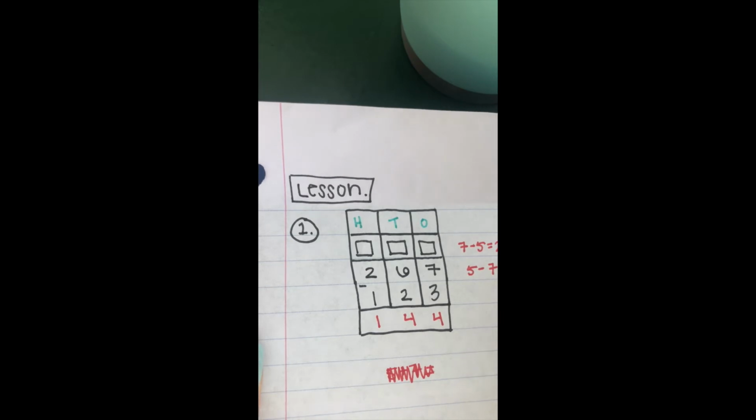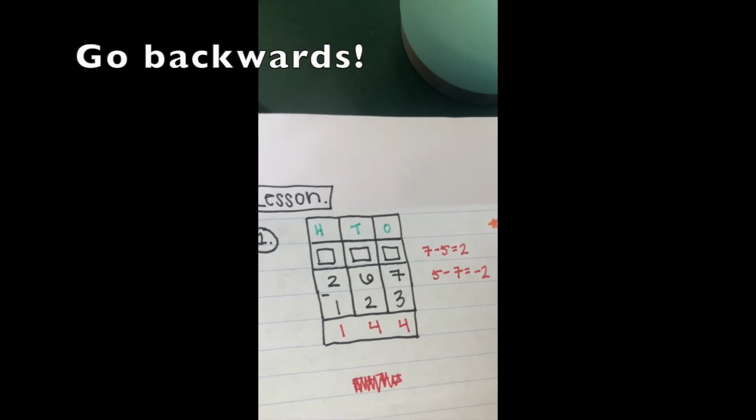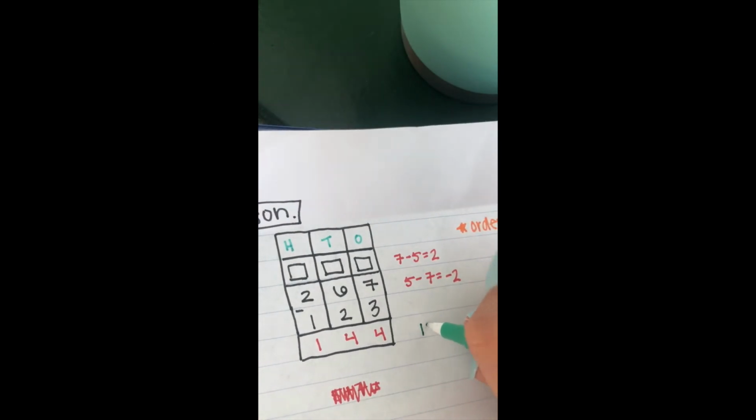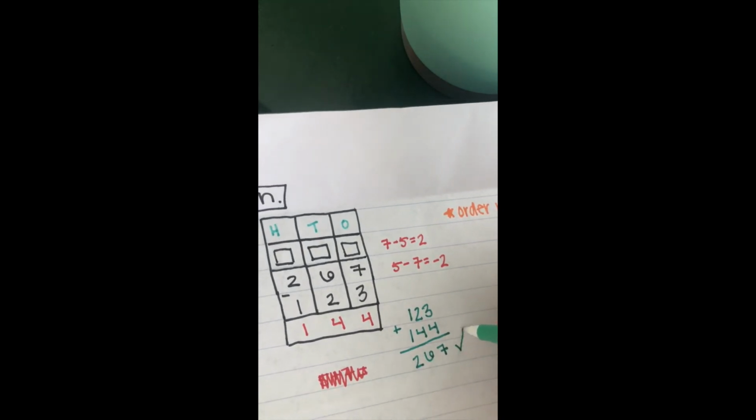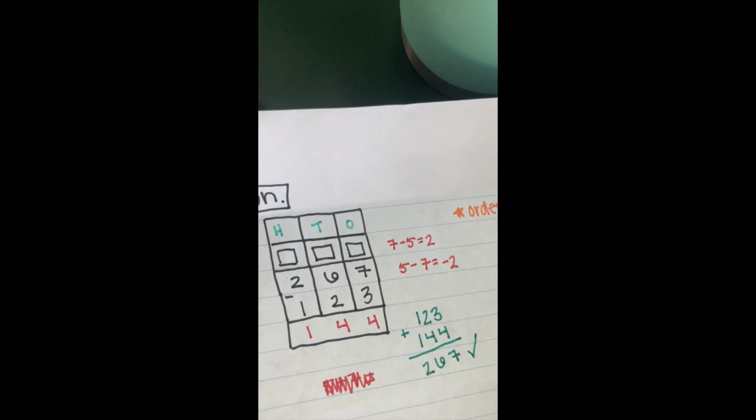So now for a way to check your answers to make sure that they're correct, you can take your answers. So in the first problem it is 144, and you can add that to 123, and it should equal 267. So let's try it and see what we get. So 4 plus 3 is 7, 4 plus 2 is 6, and 1 plus 1 is 2. So that one works. It does equal 267. So let's try it for the next example problem, and we'll see what we get.